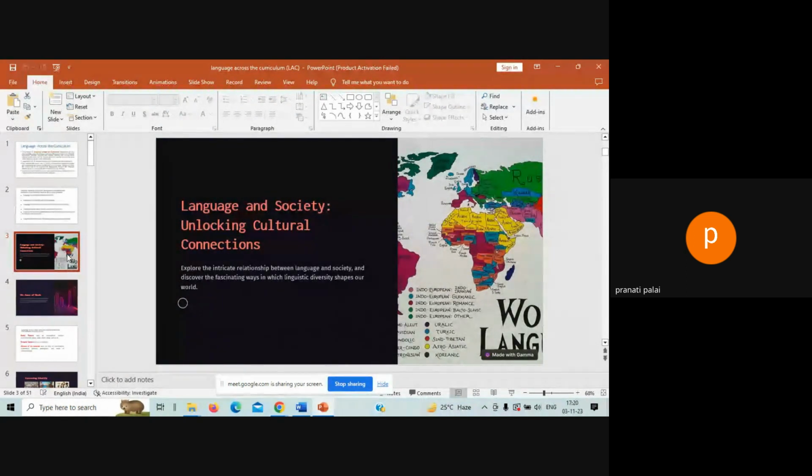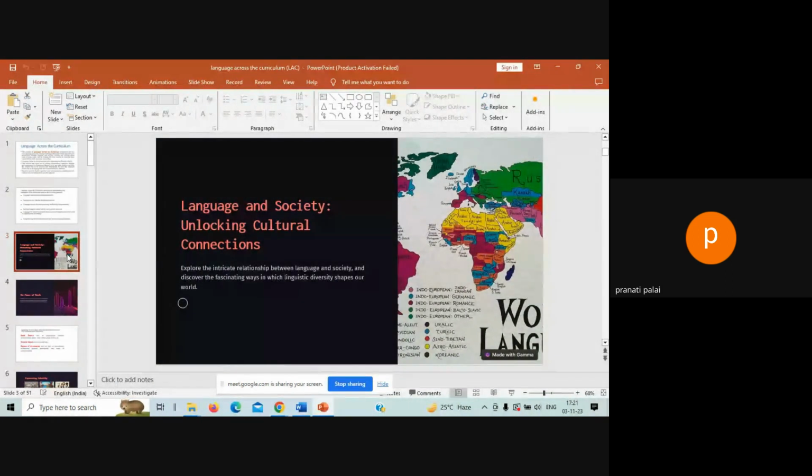Then language and society. We'll discuss language and society: unlocking cultural connections. Language and society are inseparable, or we can say that a society cannot be imagined without language. In a society, there are cultural ethos, cultural values, traditions, our value system. All are closely associated with the language system.